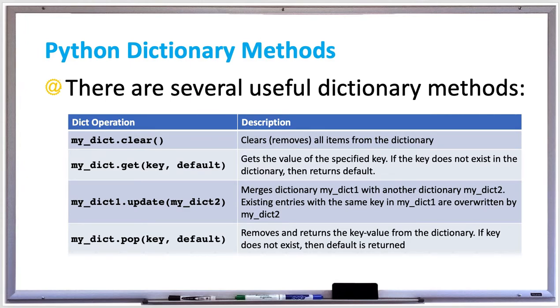There's an update method, which merges dictionaries from the calling dictionary to the dictionary that's passed to it as an argument, and existing entries with the same key in the original dictionary are overwritten by the dictionary that you're passing in. And there's also a pop method, which removes and returns the key value from the dictionary, and if the key does not exist, then the default provided value is returned instead. Let's try out some examples of these dictionary methods.